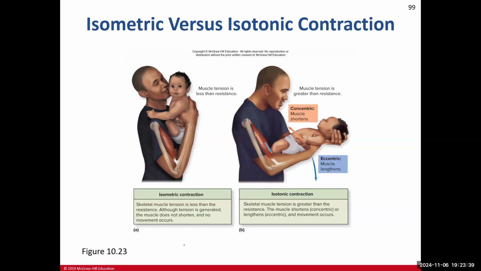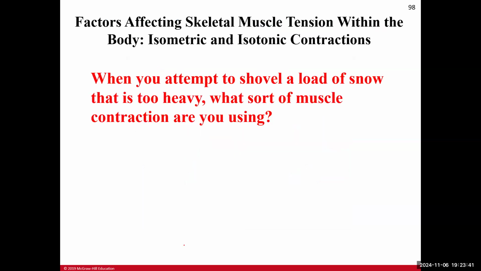So that brings me to this question here. When you attempt to shovel a load of snow that is too heavy, what sort of muscle contraction are you using? Now, this is kind of lost on a lot of us down here because we're in the South and it doesn't really snow here too often, right? But it's happened to me plenty of times where I've taken a shovel, stuck it into the snowbank, and I tried to lift that pile of snow up and I can't do it because it's too heavy. So if no movement's occurring, what type of muscle contraction is that? Isometric, that's right. Okay, isometric muscle contraction.